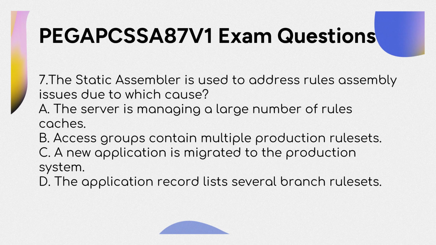7. The static assembler is used to address rules assembly issues due to which cause? A. The server is managing a large number of rules caches. B. Access groups contain multiple production rule sets. C. A new application is migrated to the production system. D. The application record lists several branch rule sets.